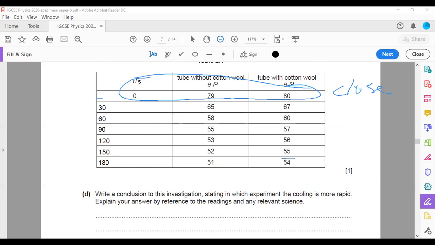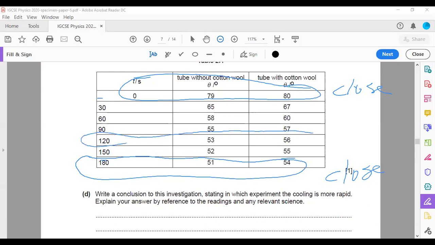Then as time goes by, the last reading, the temperatures were still close. Here we go, we take a random one. At 120, yeah, temperatures were still close, some 2-3 degrees apart. So they are asking now, write a conclusion to the investigation stating in which experiment the cooling is more rapid. Explain your answer by reference to the readings or any relevant science.